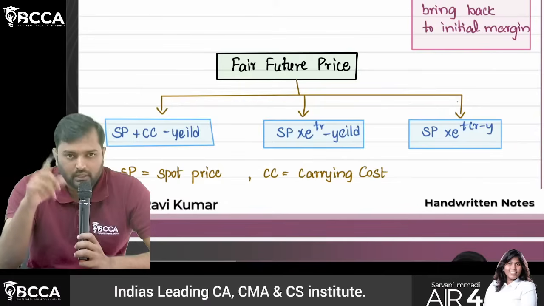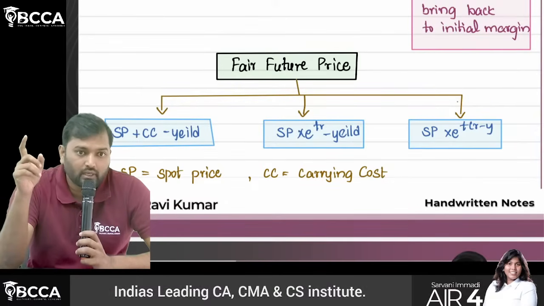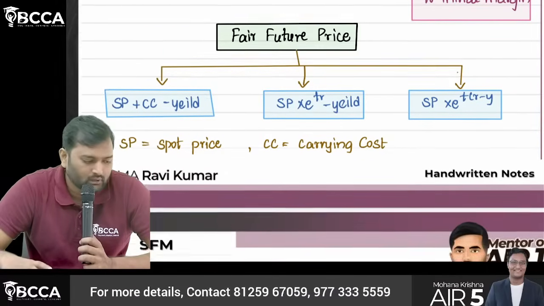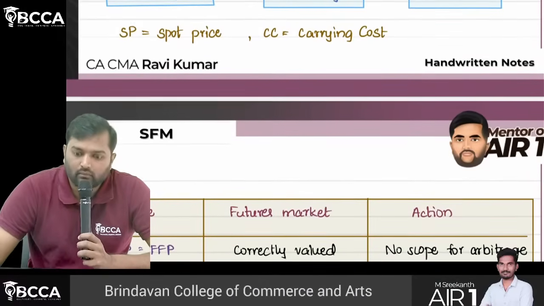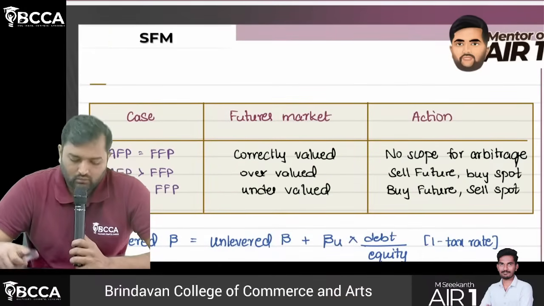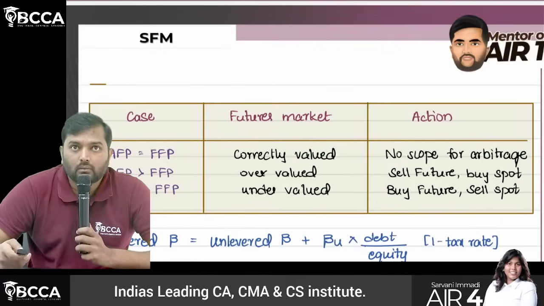So even though it is mentioned as dividend yield, we have to consider it as what? Rate of dividend. Am I clear? Done? Clear? So now comes the concept.